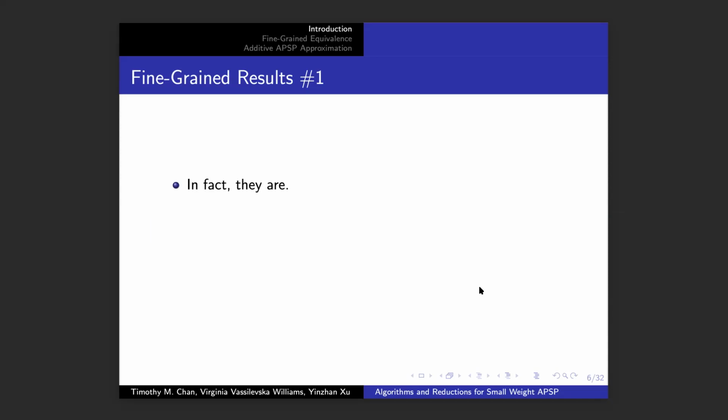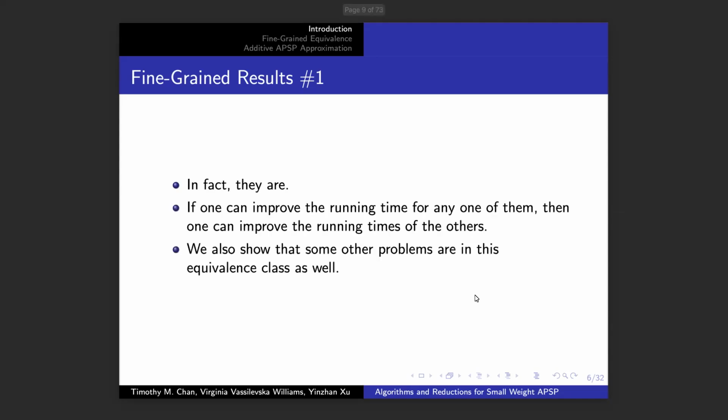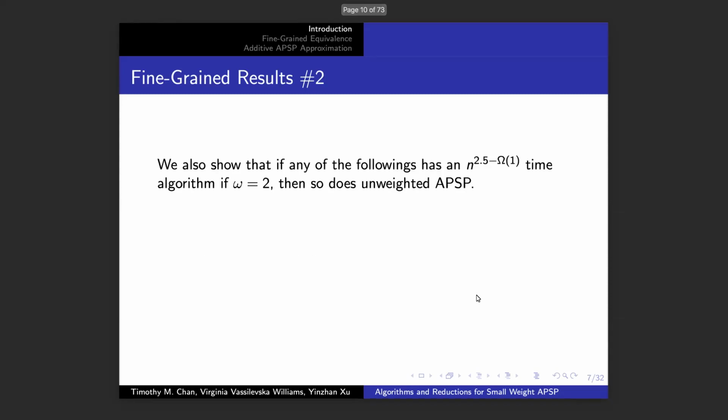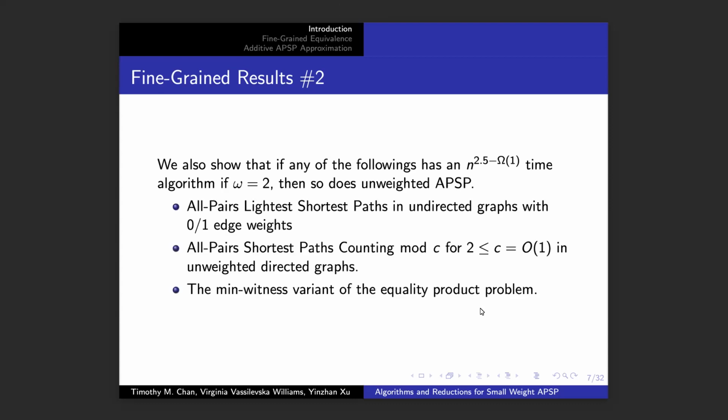As the first fine-grained result, we show that in fact, these 3 problems we mentioned are equivalent. And we also show some other problems are in this equivalence class as well. In our second fine-grained result, we show some hardness results based on assuming unweighted APSP cannot be improved. So if any of the following problems has a faster than n^2.5 time algorithm, then so does unweighted APSP. I won't go into the details of the definitions of these problems, but if you are interested, you can read our paper.